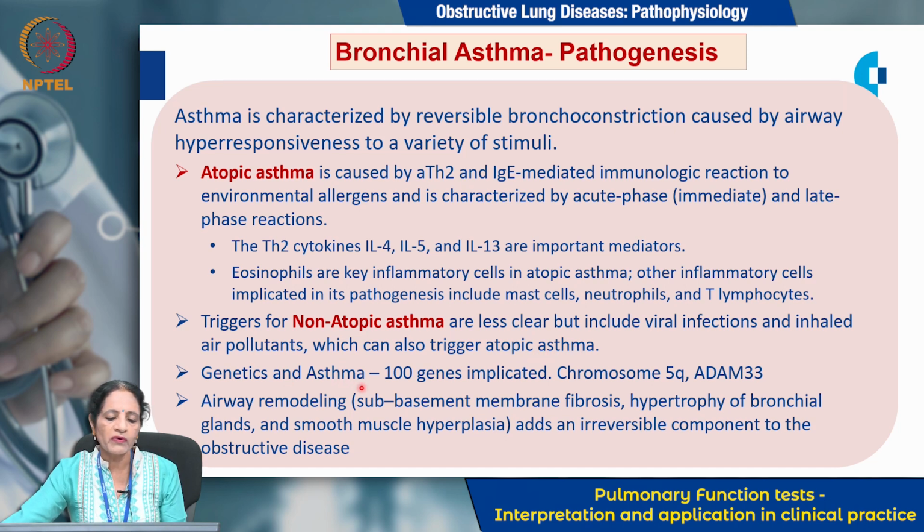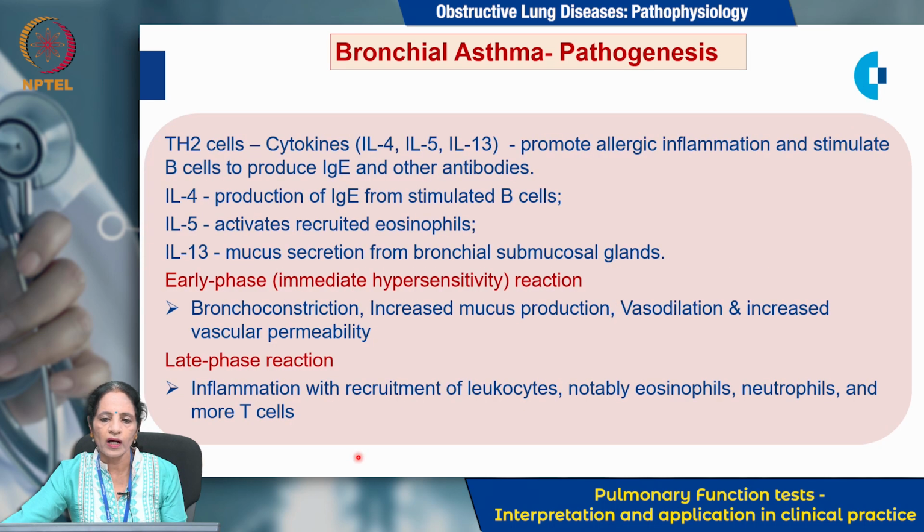Genetics in asthma, this is very important. This is a very recently upcoming field where we have seen that more than 100 genes are implicated, the most important being a gene on chromosome 5q and ADAM33, and these mutations can lead to development of bronchial asthma. And airway remodeling is considered to be the latest theory, where subbasement membrane fibrosis, hypertrophy of the bronchial glands and smooth muscle hyperplasia add an irreversible component to the obstructive disease. So, these form the major pathogenesis of bronchial asthma.